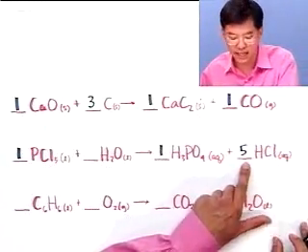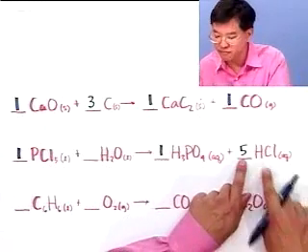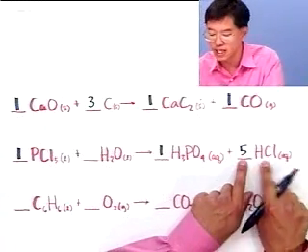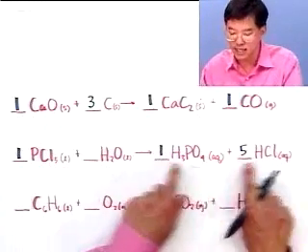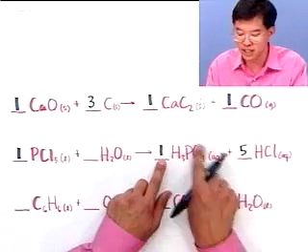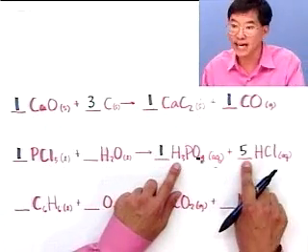Okay. And now let's do hydrogen. There are 5 hydrogen atoms in the 5 hydrochloric acids, and there are 3 hydrogens in this phosphoric acid for a total of 8.